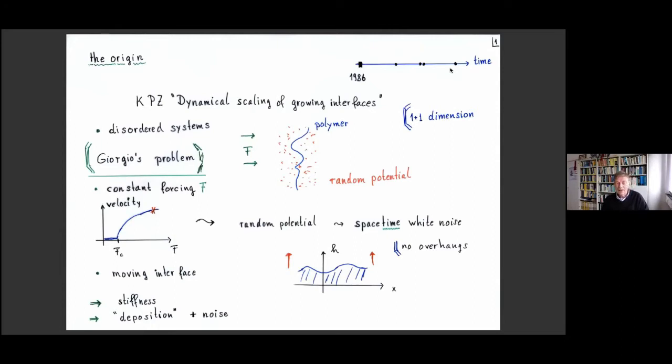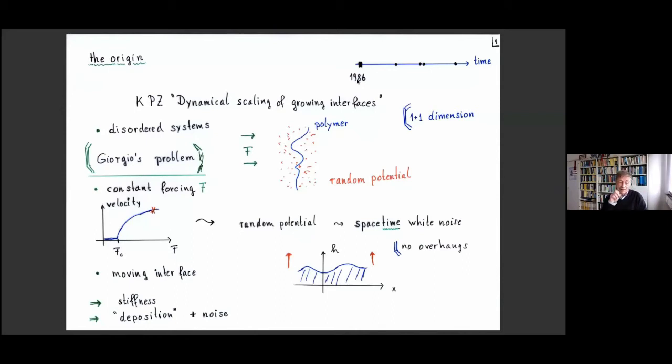Okay, so the origin is the famous KPZ paper on dynamical scaling of growing interfaces, which was written in 1986. At the time, of course, it was considered to be an equation which could be in any spatial dimension. But in fact, most of the work, and everything I'm going to explain, will be in one plus one dimension. So there's one space dimension and one time dimension. Higher dimensions have to wait for some other talk.